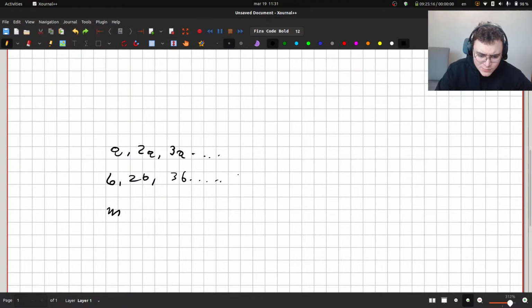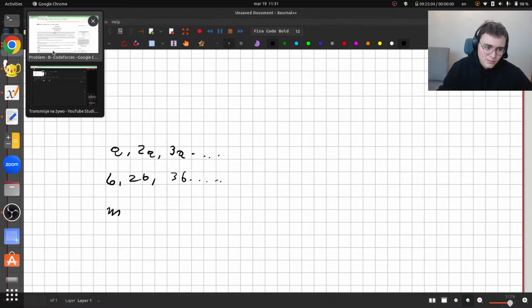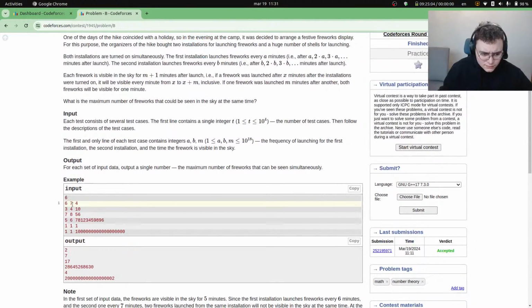What is the maximum number of fireworks that will be visible at some time in the world? I hope you understand, right? So I will show you maybe an example test, because there might be someone who didn't understand.